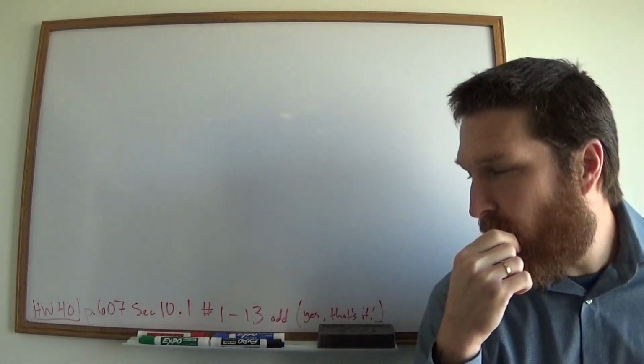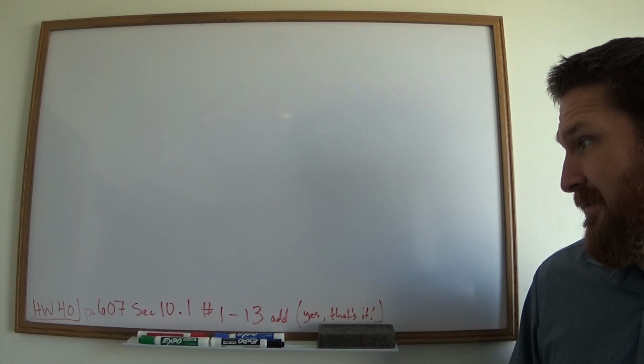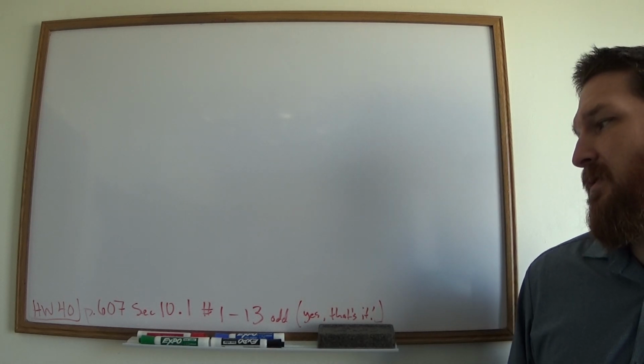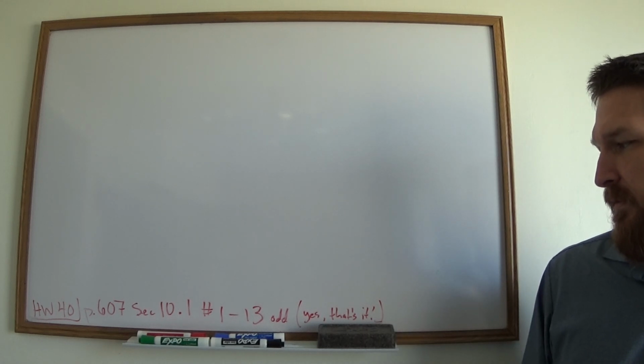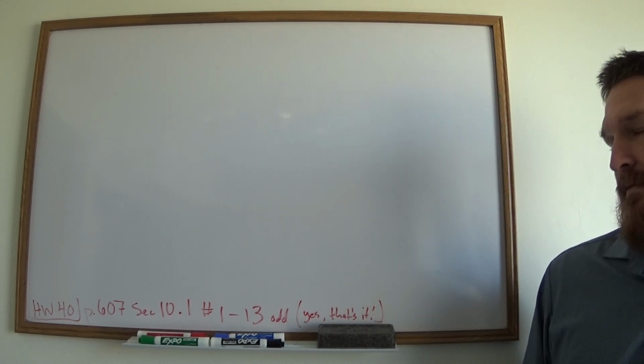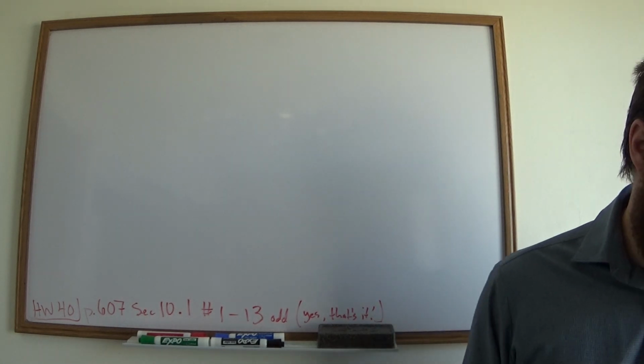First things first, homework number 40. We've done 40 homeworks. Page 607, chapter 10, section 1, numbers 1 through 13, odd, and yes, that's it. It's very short. These are very straightforward.